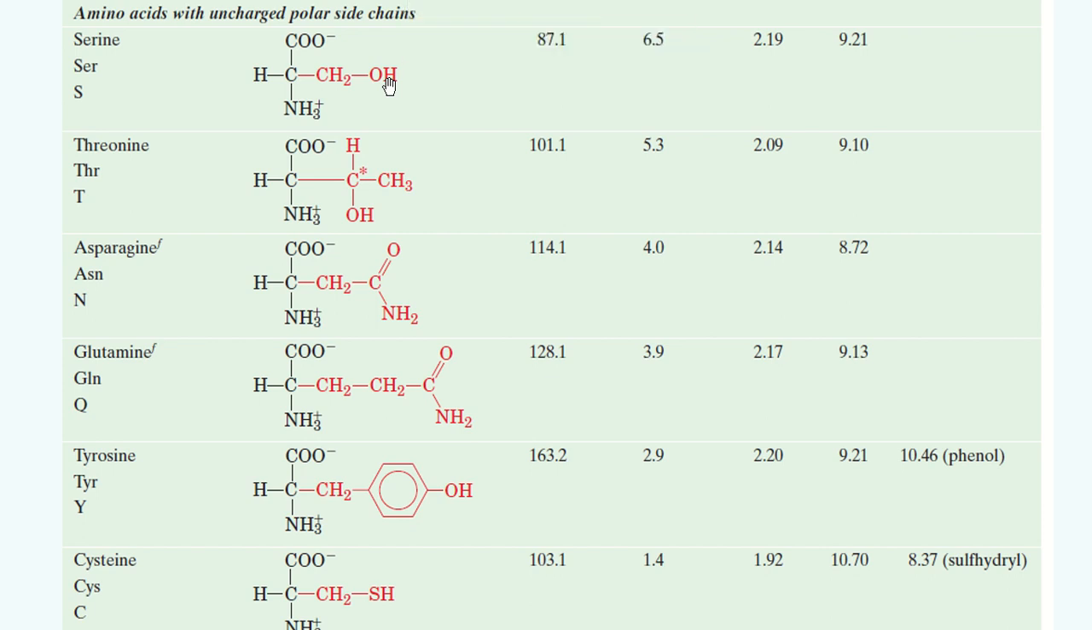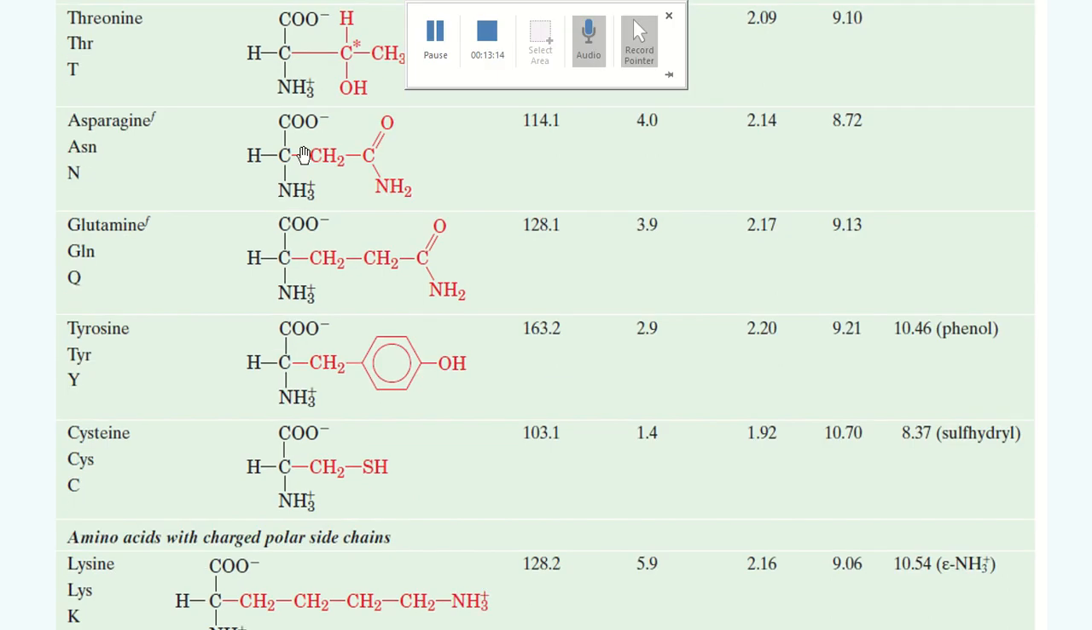Many proteins, their activity is regulated by phosphorylation or dephosphorylation. In order to attach a phosphate group, a hydroxyl group is needed. So these are the 3 amino acids, serine, threonine, and tyrosine, which contain a hydroxyl group on them. And these are the amino acids which can undergo phosphorylation.